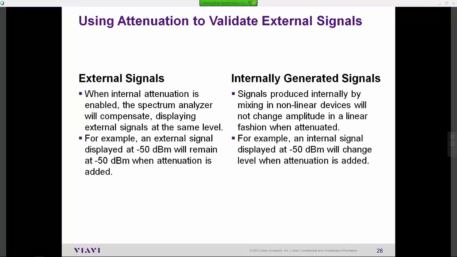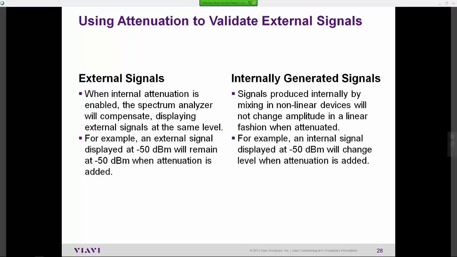So if you want to validate whether it's an external signal: when the internal attenuation is enabled, the spectrum analyzer will compensate automatically for the levels, displaying external signals at the same level. So for example, if you've got an external signal at minus 50 dBm, it will stay at minus 50 dBm when the attenuation is added. If you're looking at an internally generated signal and you start adjusting your internal attenuation and it no longer remains at minus 50 dBm, you pretty much know immediately that this is being created within the instrument. It's not actually external to the equipment.